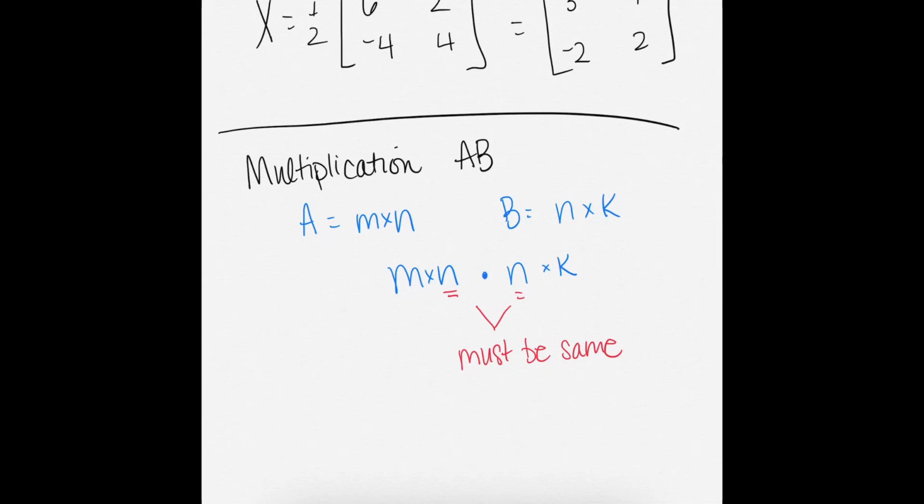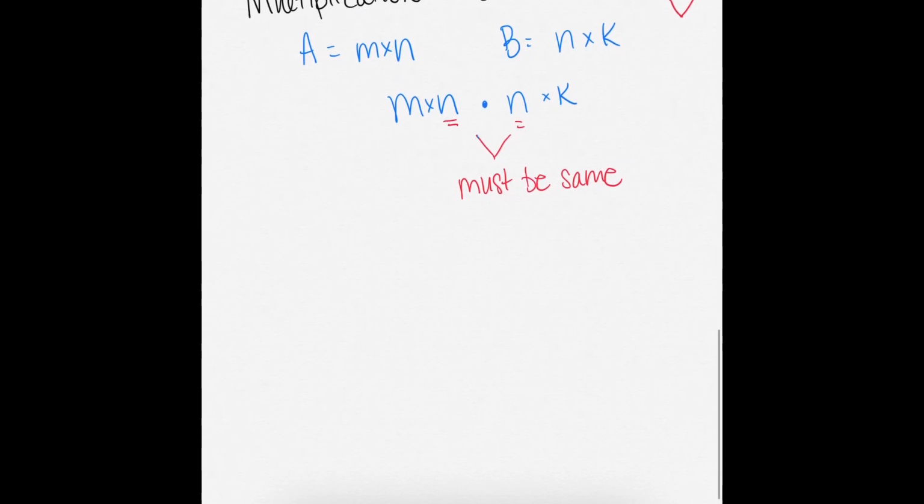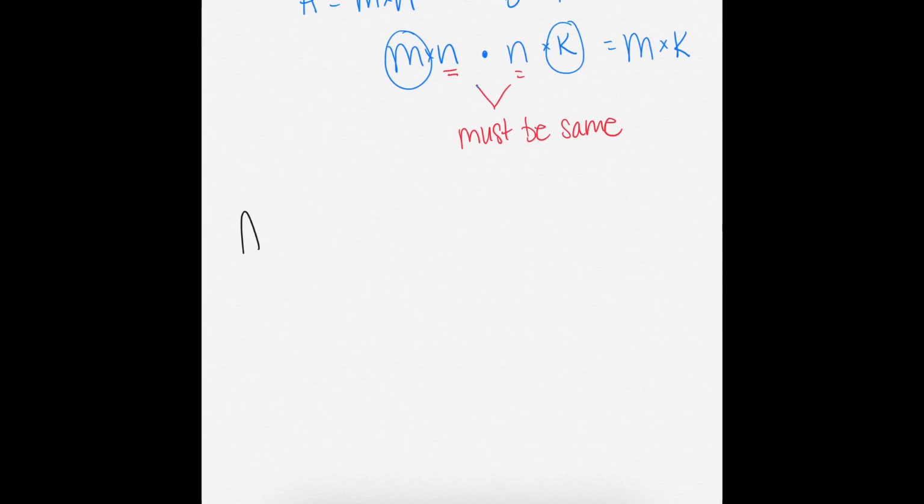Because notice, if I swap this around, let's just say I wanted to swap and say BA. B is N by K, and A is M by N. Notice that my columns and my rows do not match, so that's why the commutative property of multiplication does not hold true. So for these two to multiply, the inner dimensions have to match, and the result will be the outer dimensions. So this will be an M by K matrix. So let me just show you an example first.